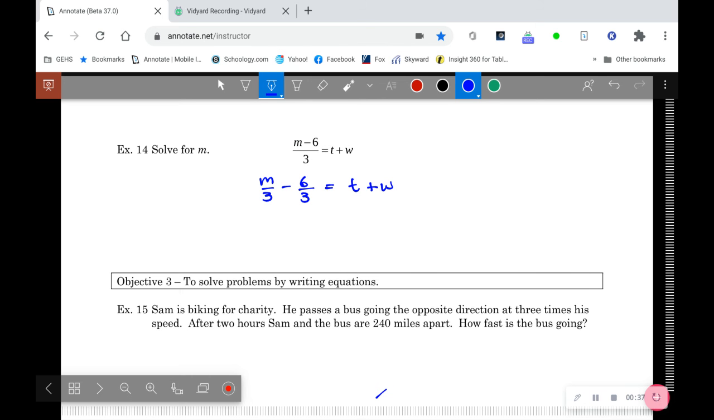Now, the denominators in the problem are both 3's. So to clear that out, I'm going to multiply everything by 3. The first round right here, the 3's would cancel and give m. The second round, also the 3's cancel, and so you get minus 6. Over here, nothing cancels. You get 3t plus 3w.